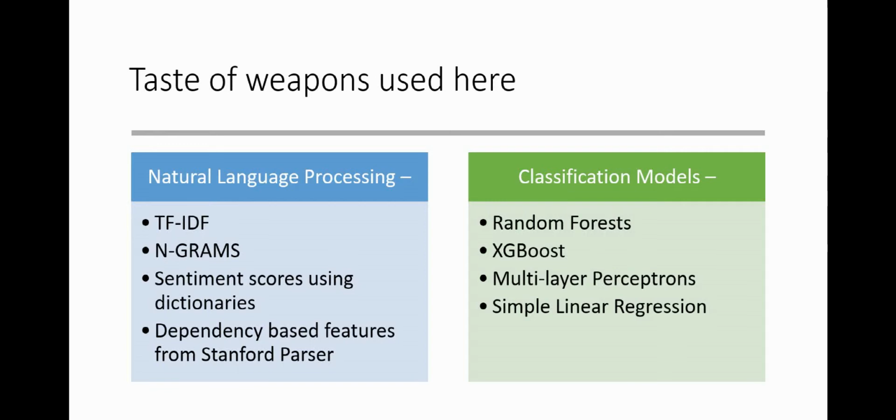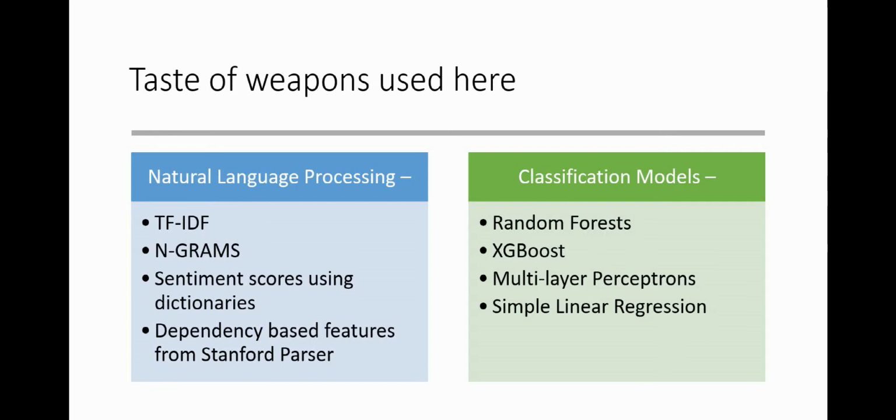After that, we have done some sentiment scores using external dictionaries. There are some dictionaries provided with some positive words, negative words, as well as some hate-based words, and a separate feature space has been created on the basis of them. Also, the Stanford parser has been used.